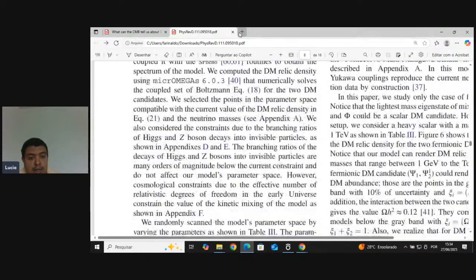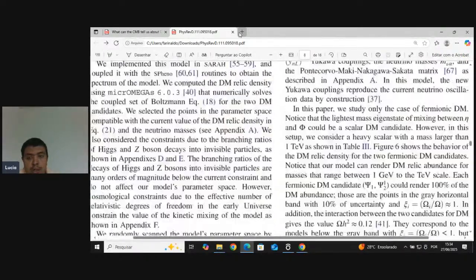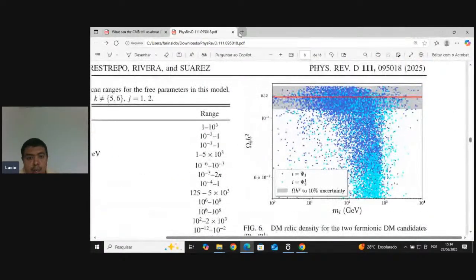So as a result, I can show, for example, the graph in figure 6 that shows the relative abundance of each Dart model candidate. The blue dot corresponds to the first component of the Dart model, and the other dot corresponds to the second component of the model. The sum of them must be in the range of 0.12. That is the right value for the model.